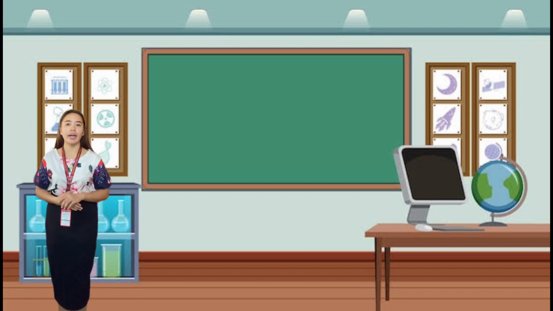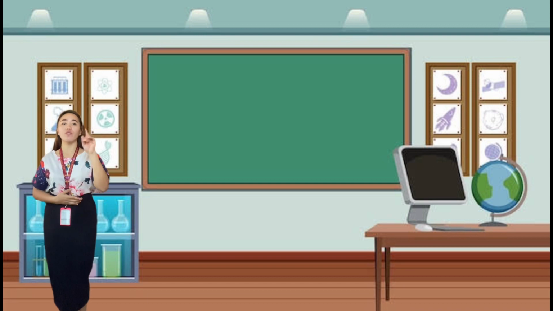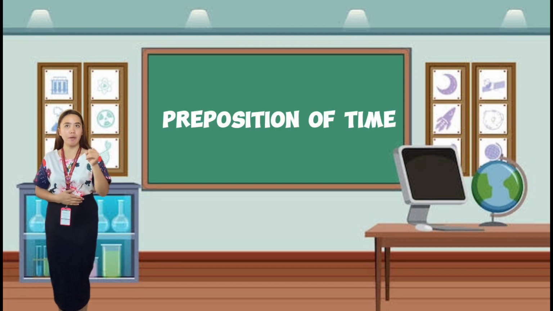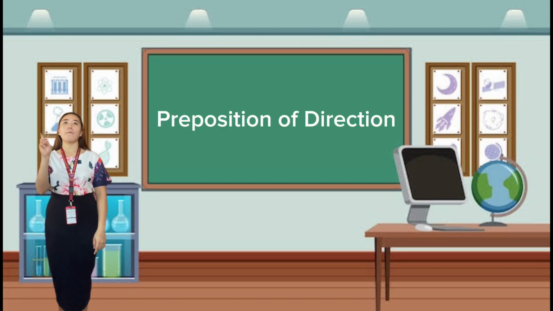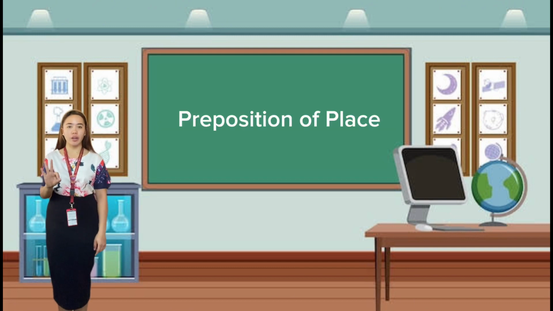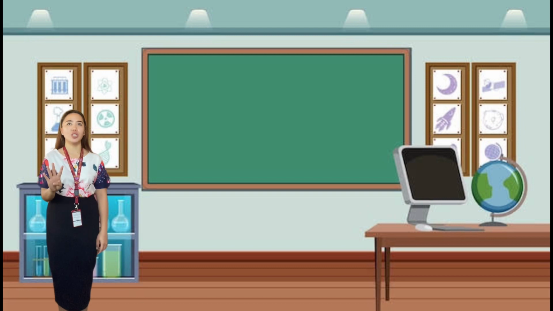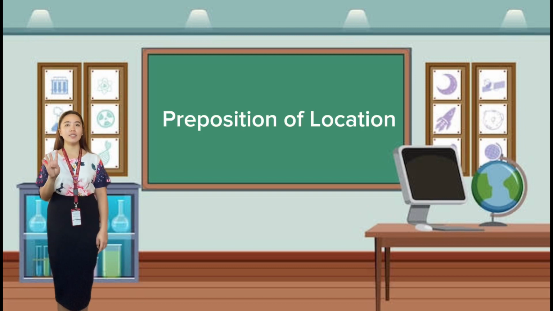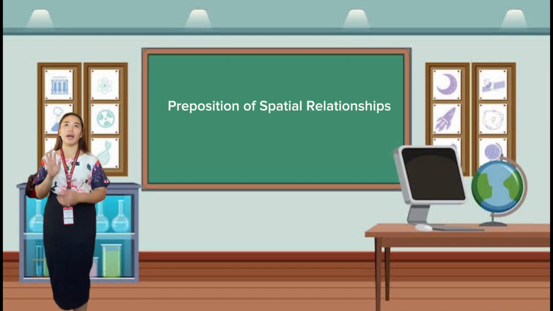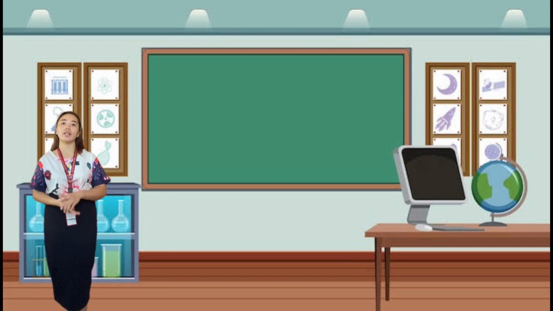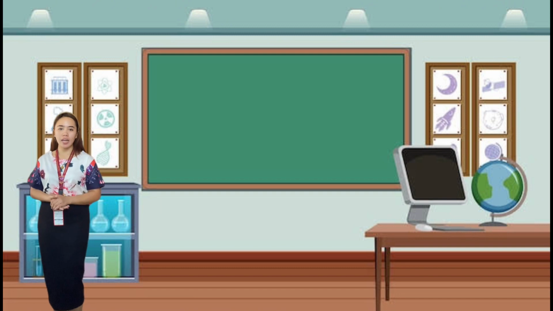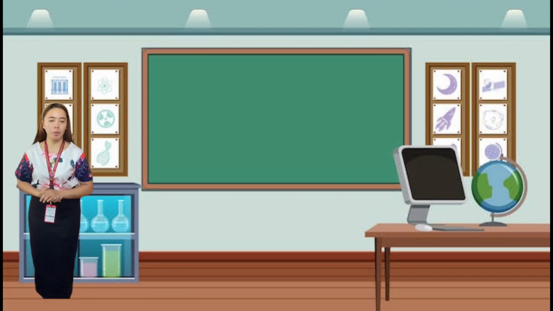We have five kinds of preposition. First, we have preposition of time. Second, we have preposition of direction. Third, we have preposition of place and preposition of location. And lastly, we have preposition of spatial relationship. So before that, let's discuss first what is preposition.